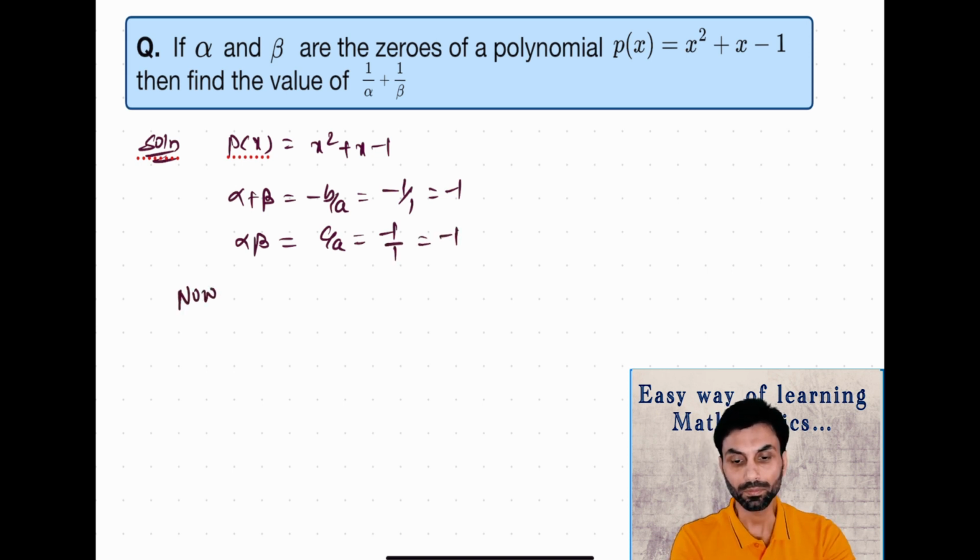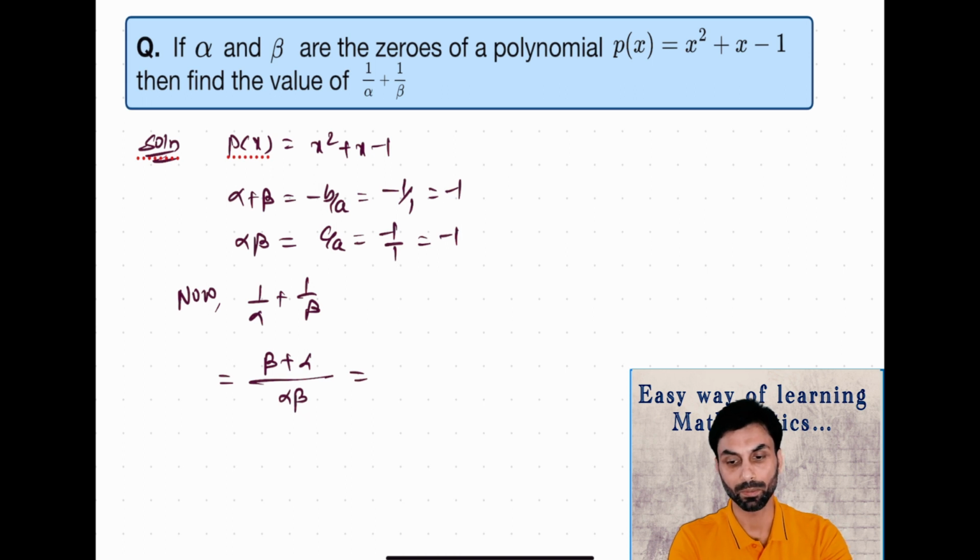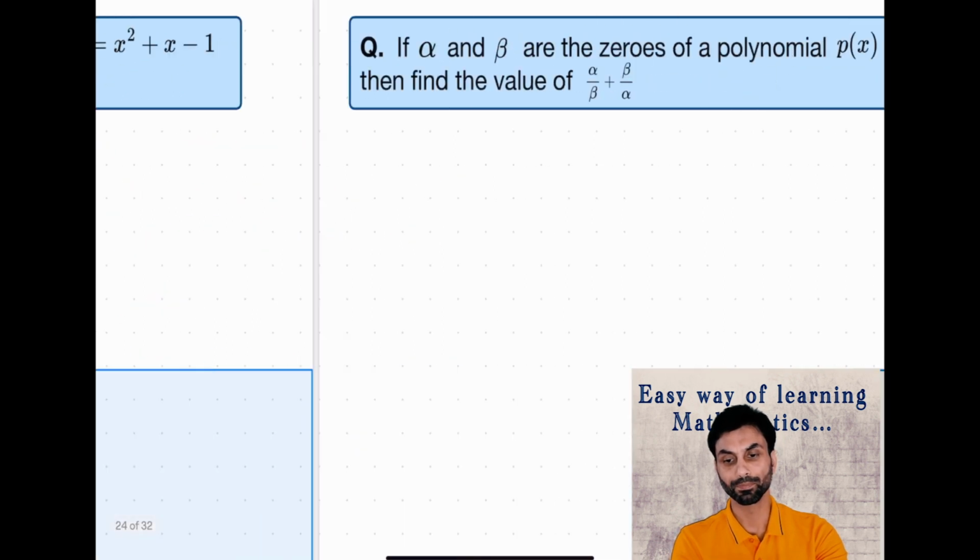Now we have to find the value of 1 by alpha plus 1 by beta. On LCM, it will be alpha beta. This will become beta plus alpha, which we can write with the value of alpha plus beta as minus 1, and the value of alpha into beta is also minus 1. The value will become 1. Next, let's see some more questions based on it.